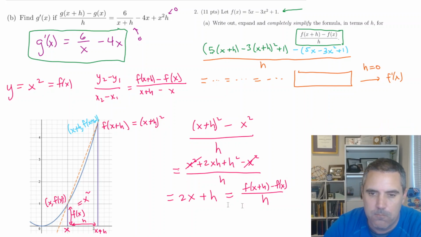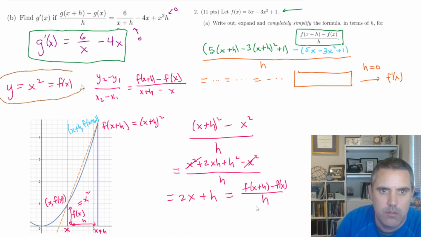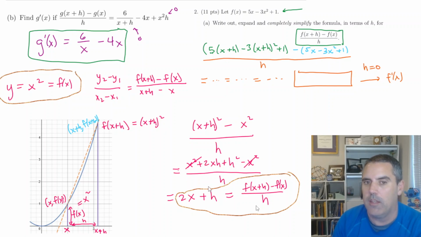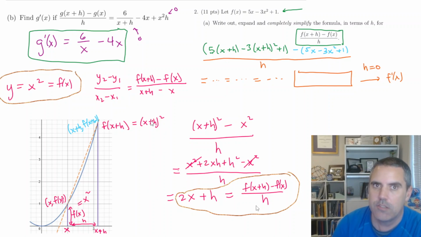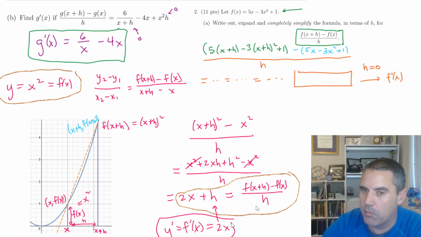So that's it. At the end of all this, we started with this function. We got the general formula for the slope of that orange line. And then we'd like to know what happens when h is 0. And when we replaced h with 0, we got 2x. And we called that the derivative. Okay, that was the process.